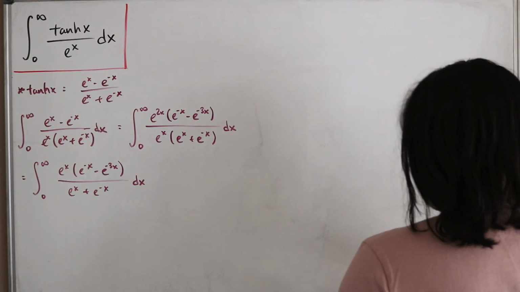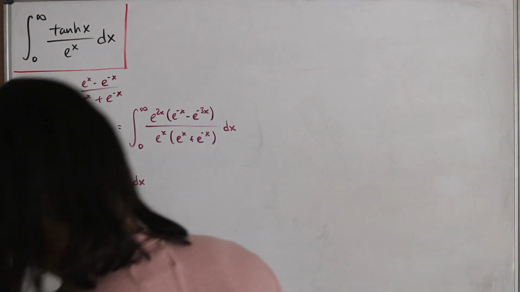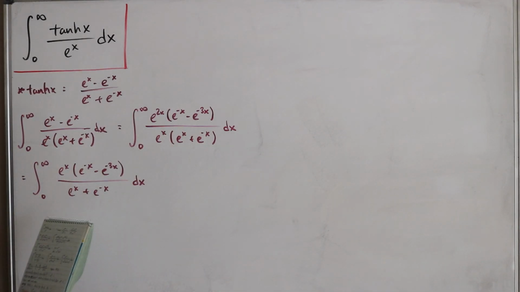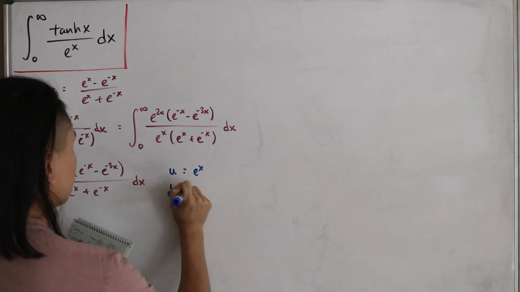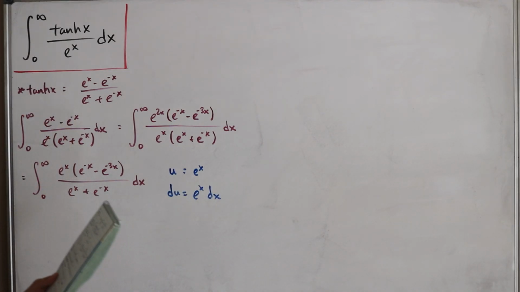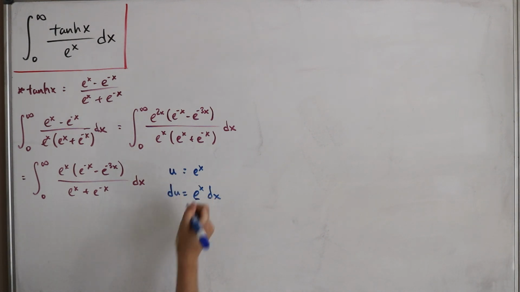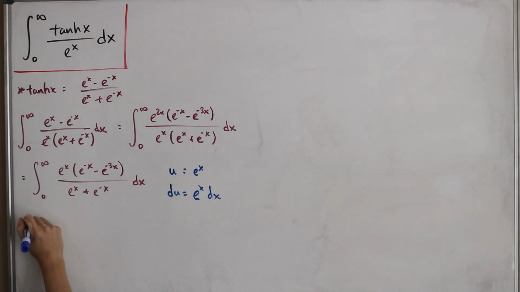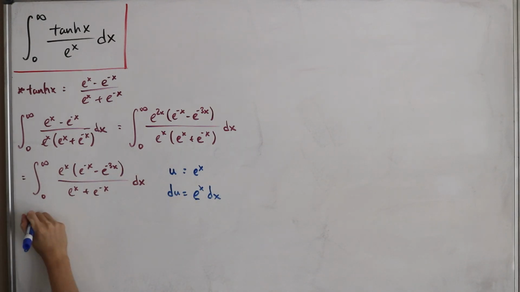Now let's perform a nice little u substitution. We're going to let u be e to the power x. Differentiating that, du is simply e to the x dx. Now we just have to do our substitution and get everything in terms of u. If I plug in infinity for x, that's going to be positive infinity. Plug in 0, that's going to be 1.